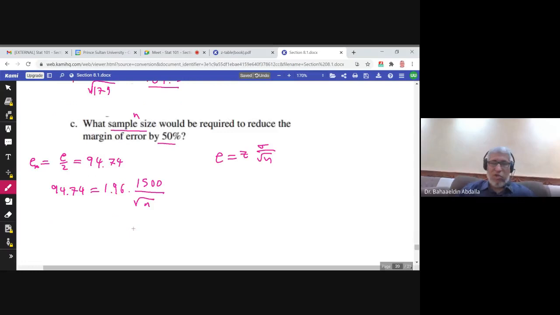Okay, so you solve this equation for square root of n. You can solve it easily by interchanging square root of n and 94.74, the error. So square root of n would be 1.96 times 1,500 divided by 94.74. This is 31.03.